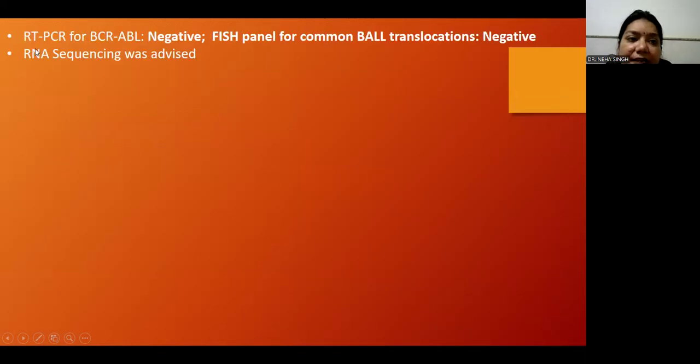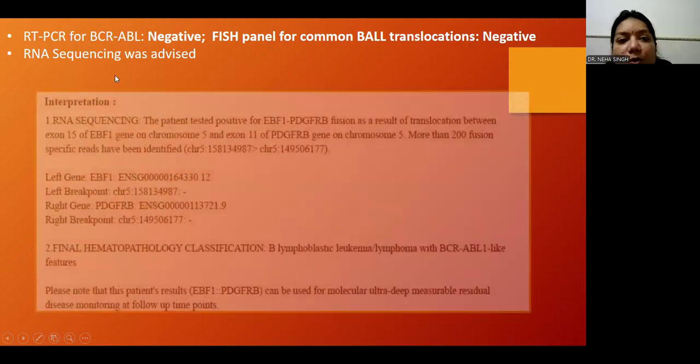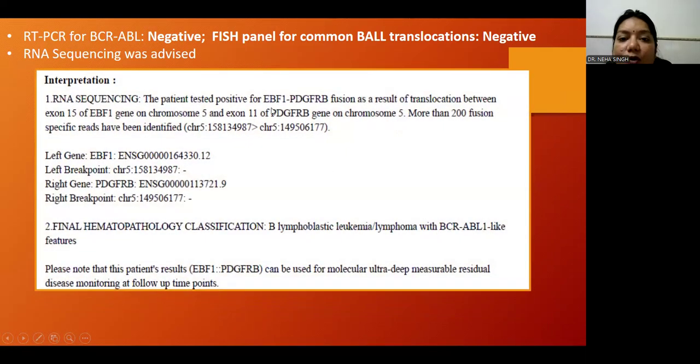So we went ahead and did an RT-PCR for BCR-ABL. Unfortunately, it came out to be negative. The FISH panel for all the common B-ALL translocations was done. That also came out to be negative. Now, then RNA sequencing was advised. And interestingly, what we saw was EBF1-PDGFRB fusion was obtained. So that classifies your case into B-ALL with BCR-ABL-like features.